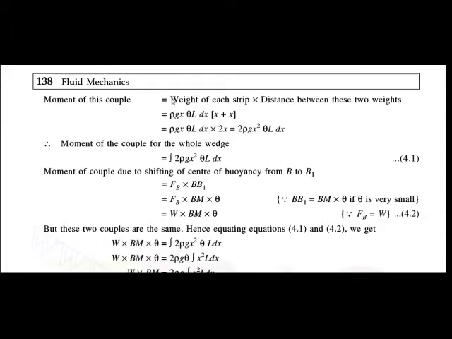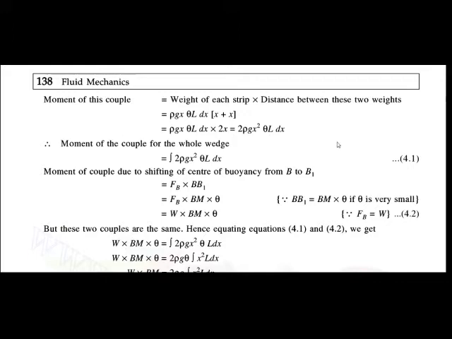The weight of each strip is rho g x theta L dx. The distance between these two is x plus x, because x is the distance from the strip to O, and since we are considering the strip on both sides, the distance is double, that is x plus x, the distance between these two weights. If we multiply all this, we get the moment of this couple equal to 2 rho g x theta L dx.